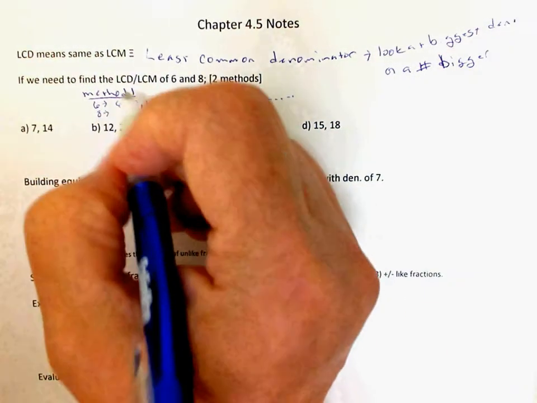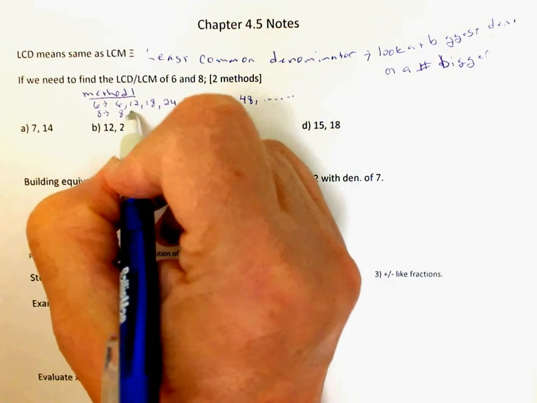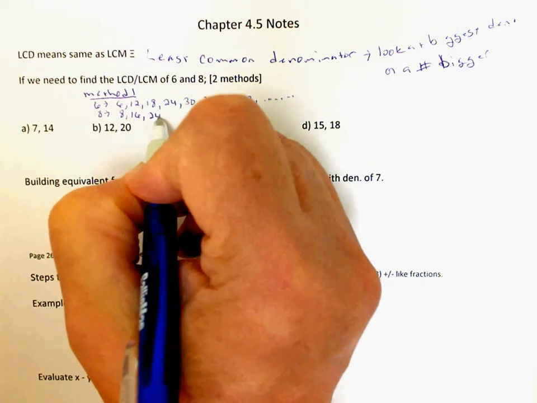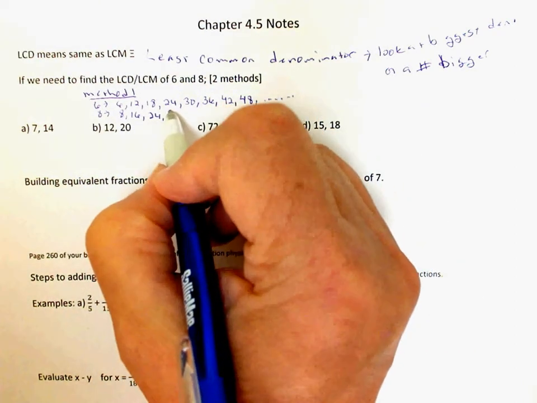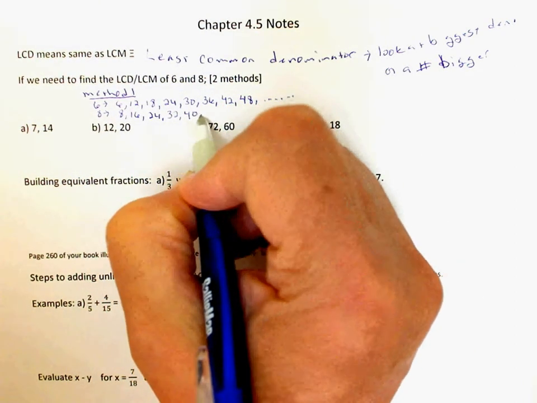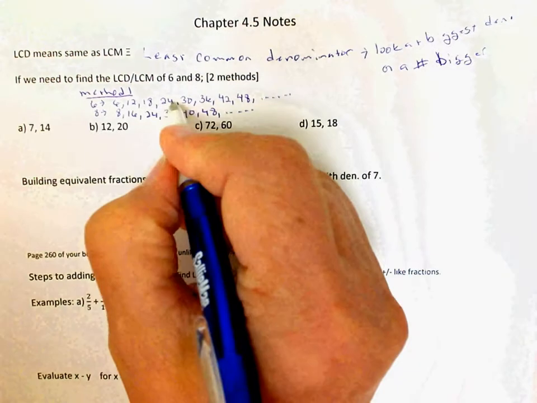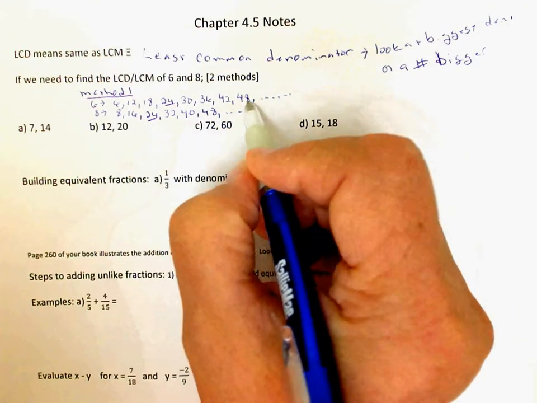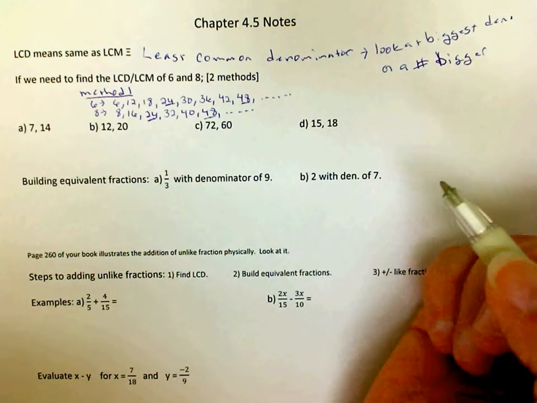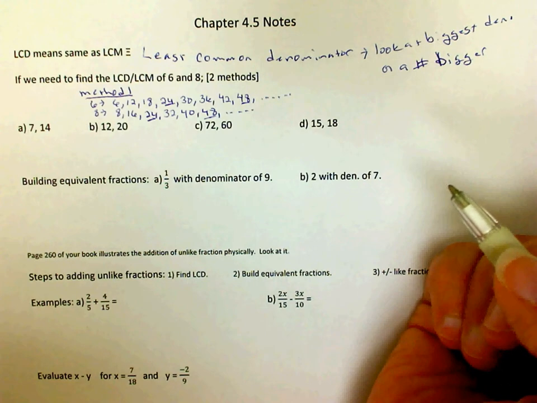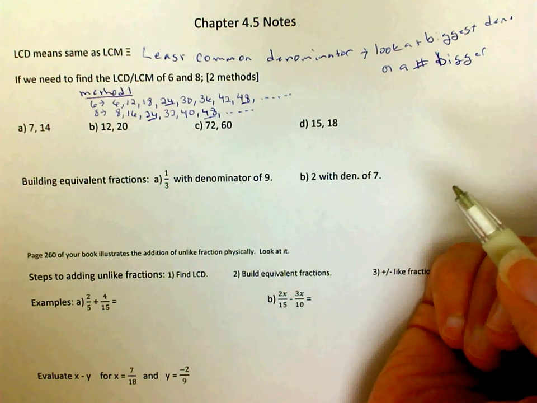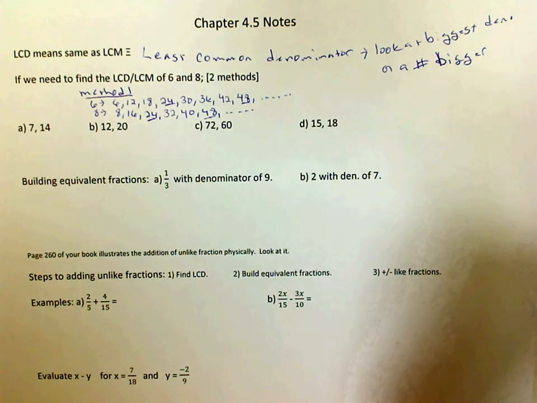Now I'm going to write my multiples of 8. They are 8, 16, 24, 32, 40, 48, and so on. Notice they both have 24 in common. They both have 48 in common, and if we kept going, they would have 72 and 96. They would have a bunch of other numbers in common.